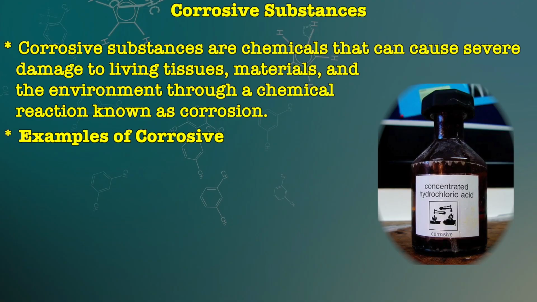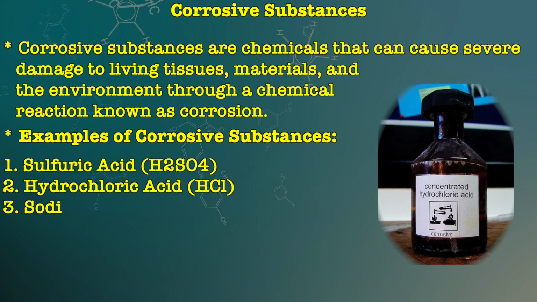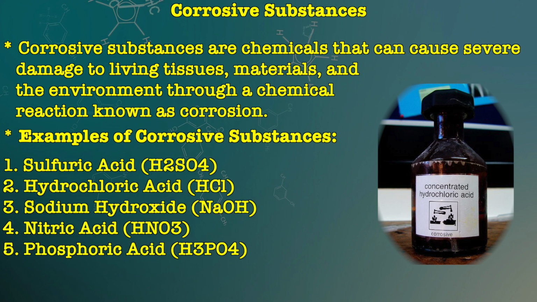Some examples of corrosive substances are sulfuric acid, hydrochloric acid, sodium hydroxide, nitric acid, phosphoric acid. Characteristics and hazards of corrosive chemicals. Corrosive substances can cause severe burns to the skin and eyes upon contact. They can also damage or erode materials like metal, concrete, and plastic. Corrosive substances may produce toxic fumes or gases when they react with other substances, posing additional health risks.